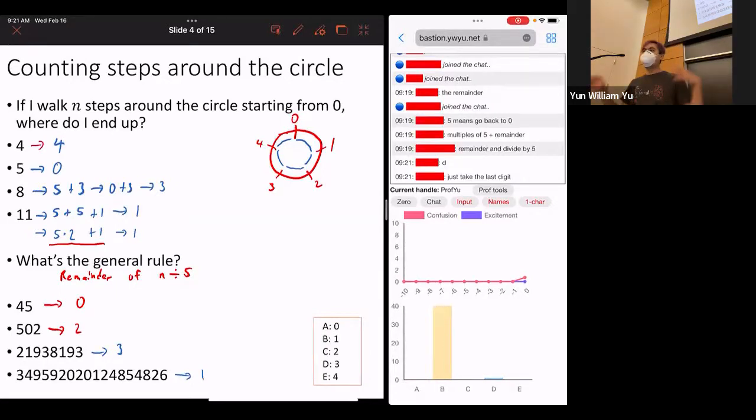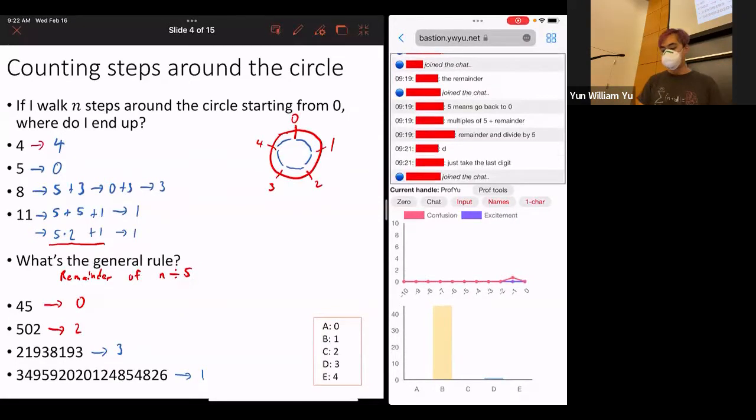Okay, so far this seems pretty straightforward, right? You just divide and then take the remainder, and then you're done. Now that we've figured out this whole idea of going around in circles, which isn't a super complicated idea, as mathematicians we want quicker, easier ways of writing this down unambiguously.